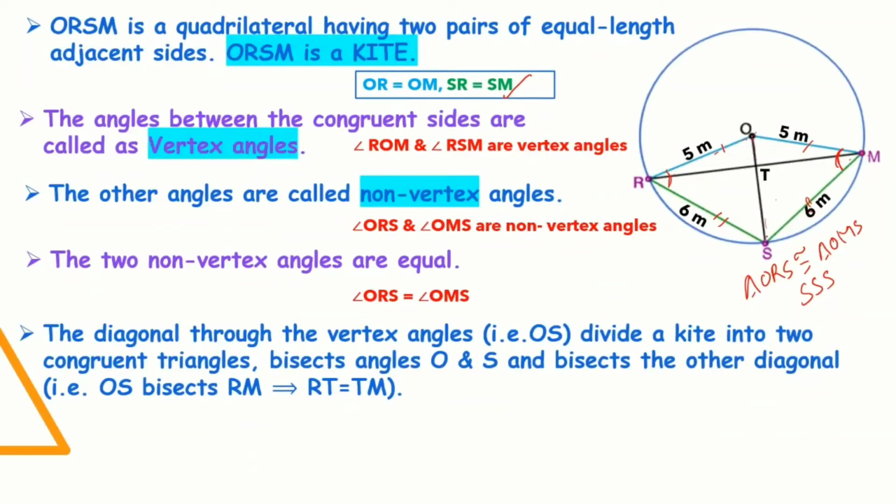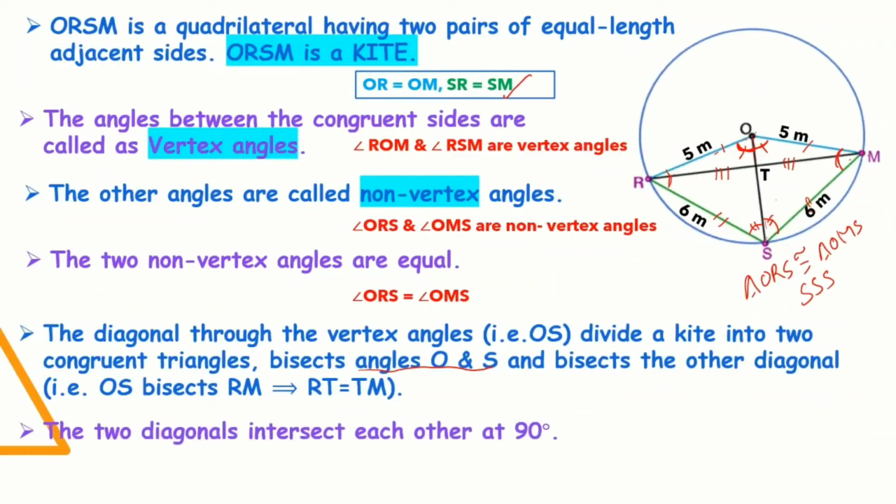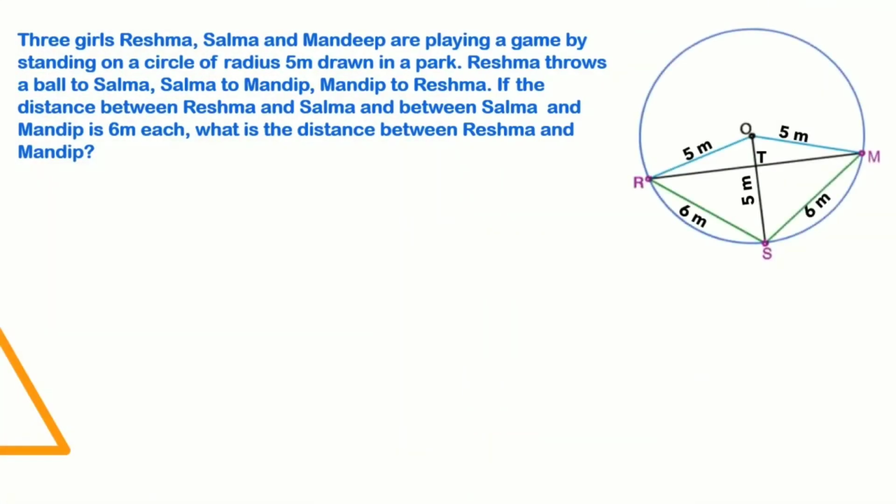Fine. Also, OS bisects angle O and S. So this means that these angles are going to be equal to each other. And OS bisects the other diagonal. It means RT will be equal to TM. RT is equal to TM. One more property we have, the two diagonals intersect each other at 90 degrees. These are the properties of kites. Now let's see the question. So I hope you remember we need to find the distance between Reshma and Mandeep, that is RM.